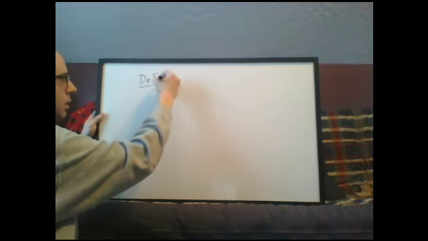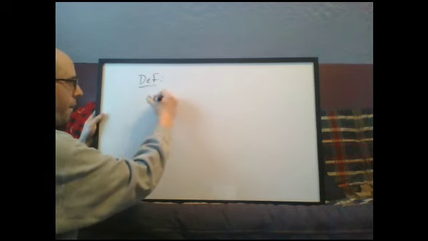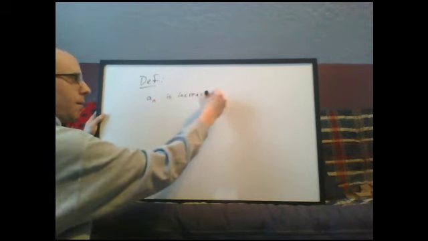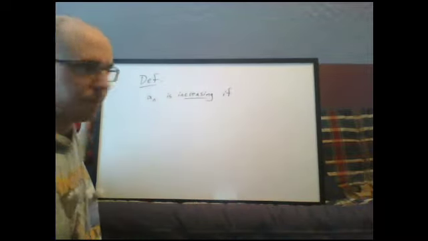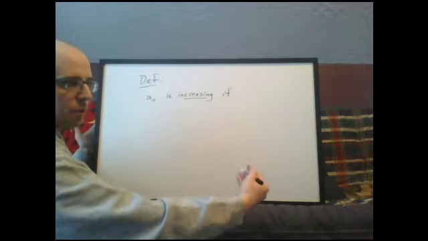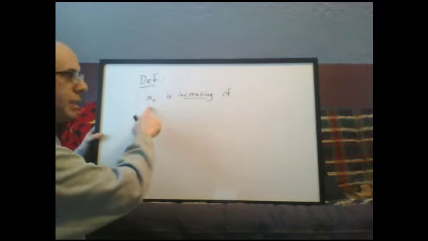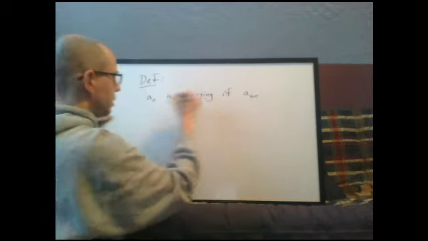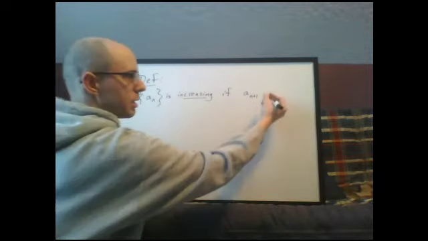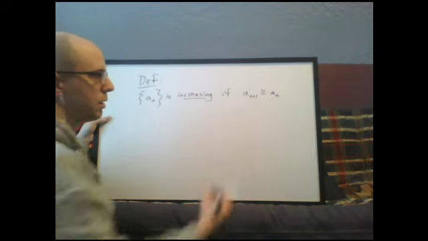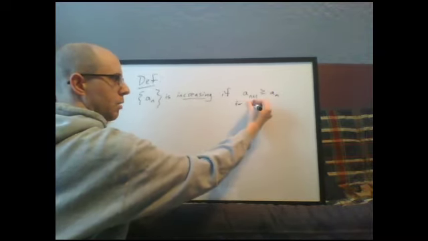Okay, so these are a few definitions here. The sequence a_n is increasing if the terms get bigger the farther out you go. So every step you take, every time you increase n, the term of the sequence gets larger. So a sub n plus 1 is greater than or equal to a sub n for all n.